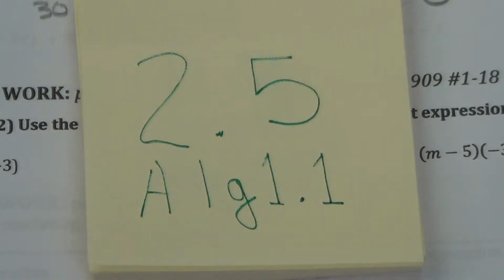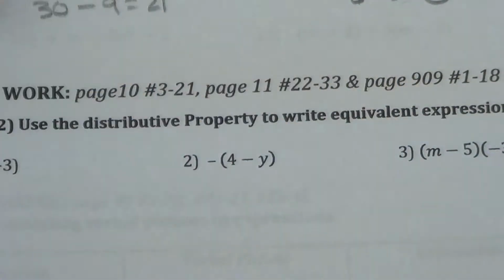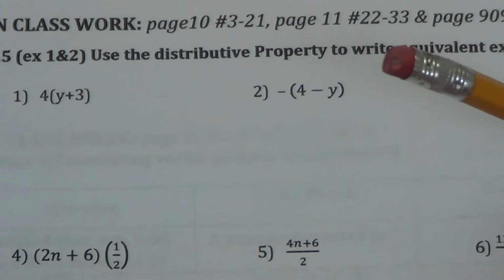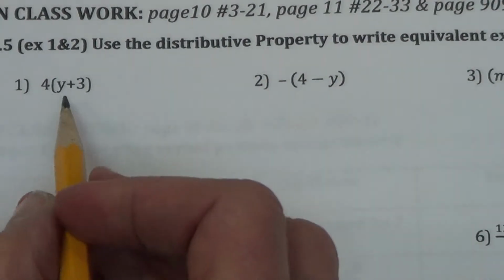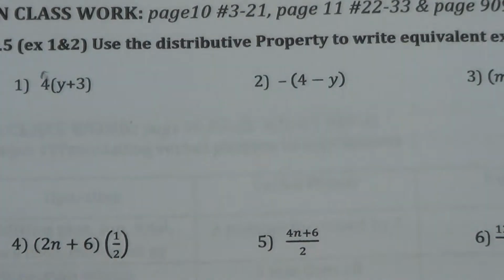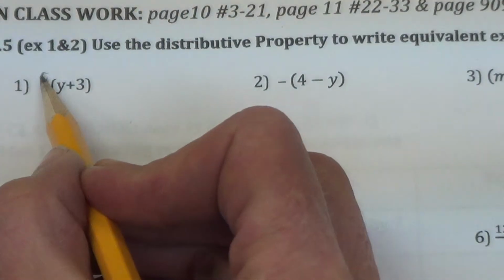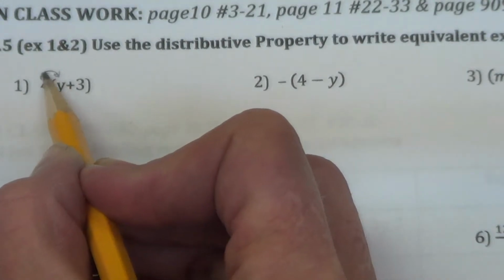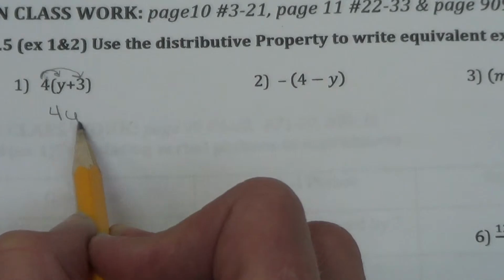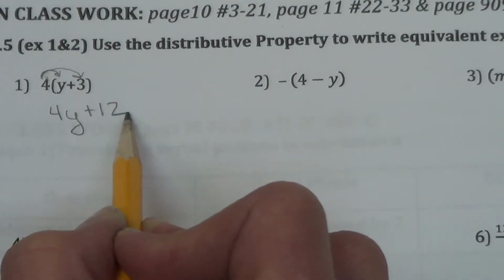Okay, this is for Algebra 1-1, Section 2.5. We're going to work on the distributive property. So in your notes, the very first problem that you'll see is 4 and then parentheses, y plus 3. You get a good pencil. You multiply that 4 times each of the items inside. It's distributing to each, so it's 4y plus 12.